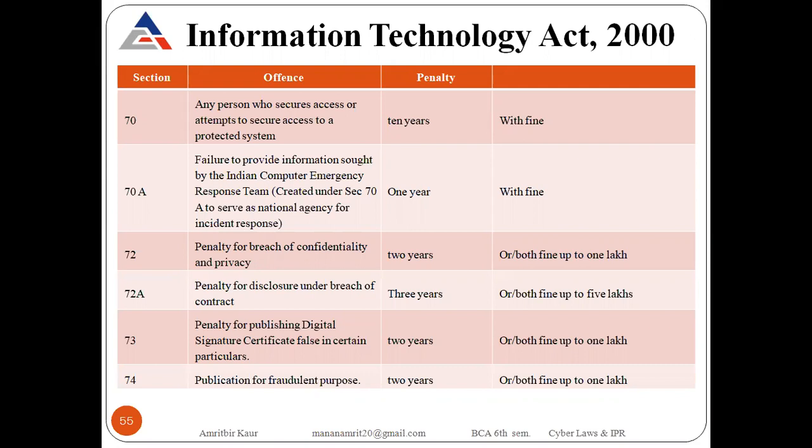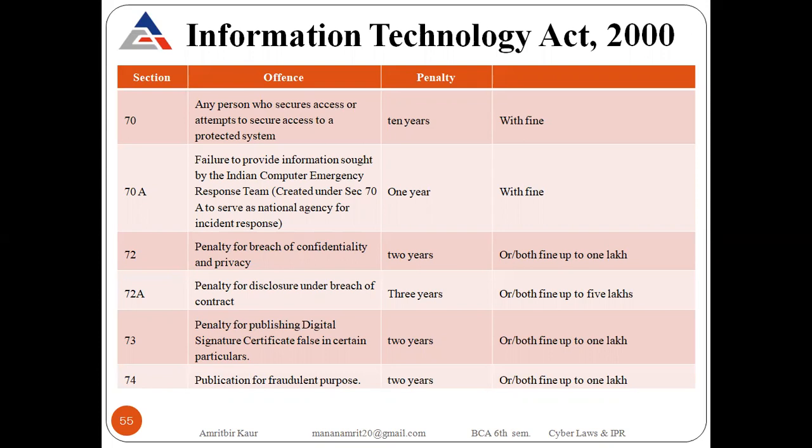Then section number 70A, failure to provide information sought by the Indian Computer Emergency Response Team, created under section 70A to serve as the national agency for incident response. Then the penalty can be 1 year with fine.